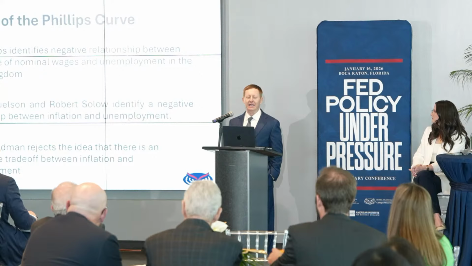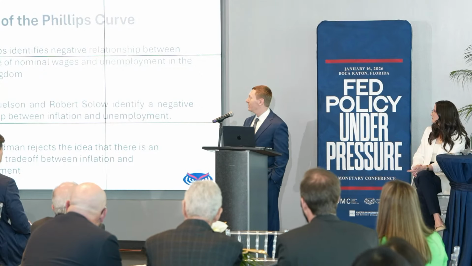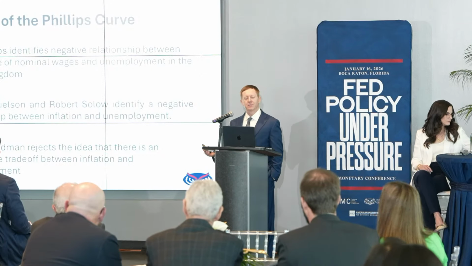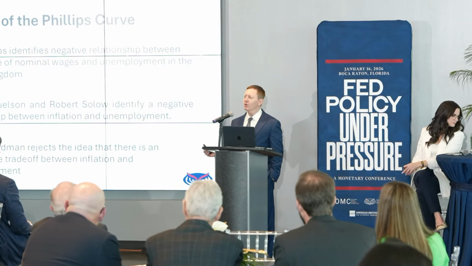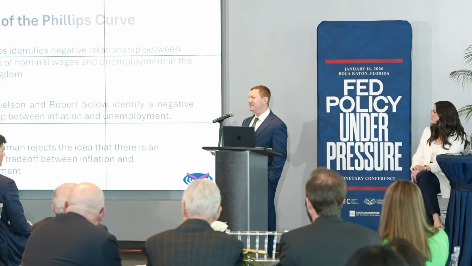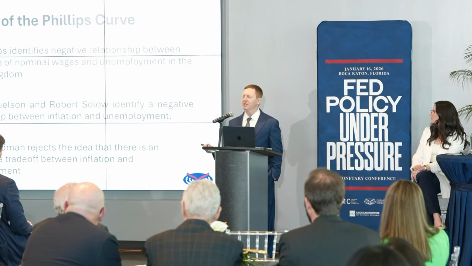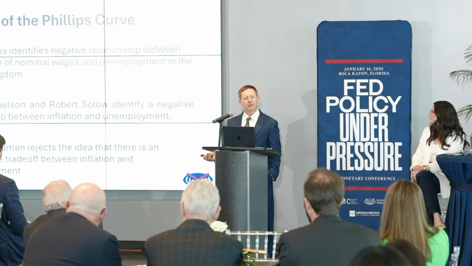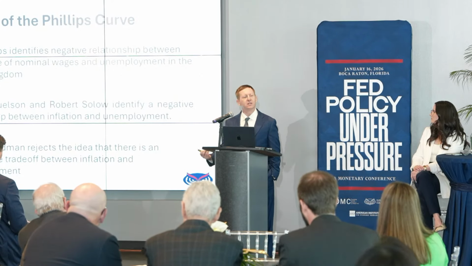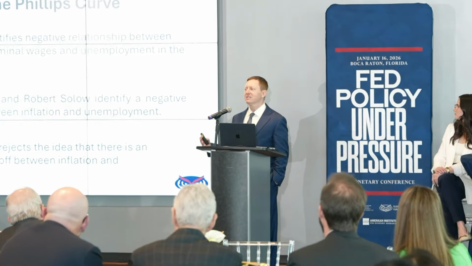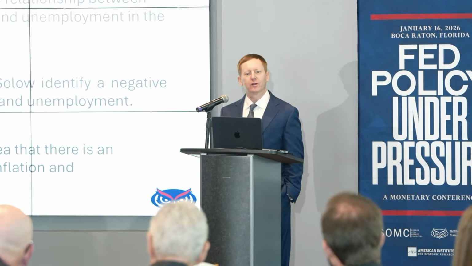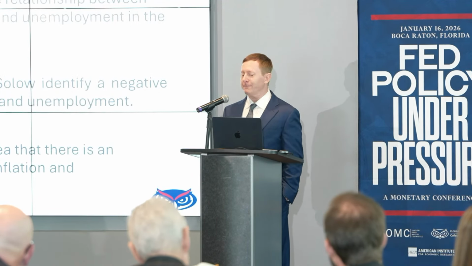Well, the seed of this idea really came in 1958, when A.W. Phillips found a negative relationship between the growth rate of nominal wages and unemployment in the United Kingdom. But it's really in 1960 when two economists, Paul Samuelson and Robert Solow, find a negative relationship between inflation and unemployment, which they called the Phillips curve. And it's Samuelson and Solow who said we could treat this as a menu of policy options, that we could just choose where on that Phillips curve we want to be, and that's where we would be.